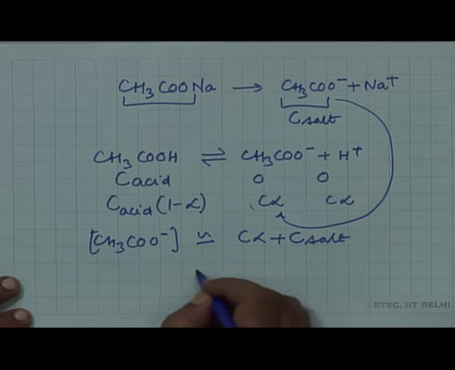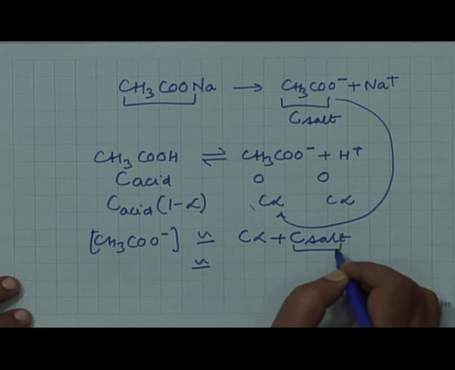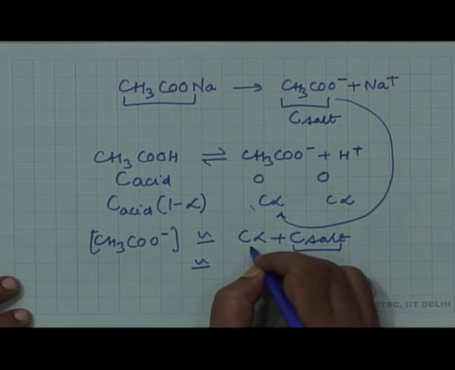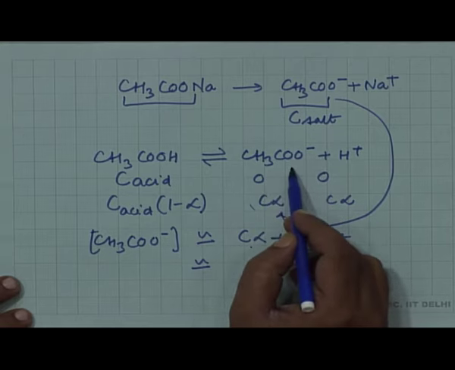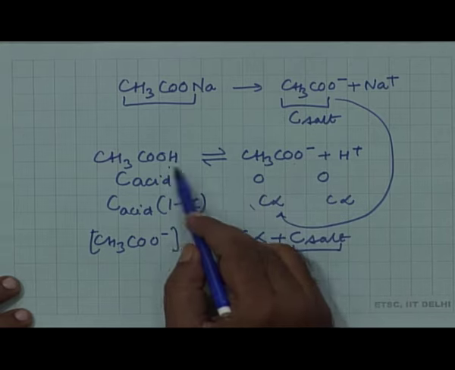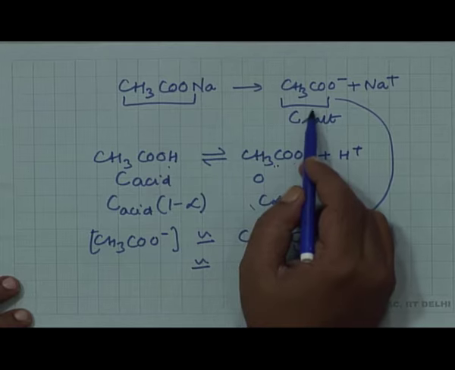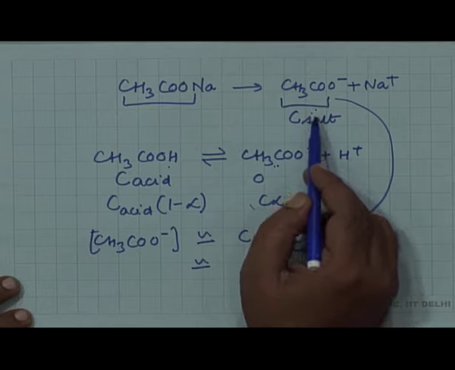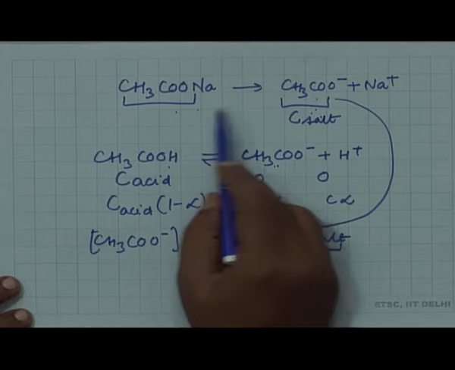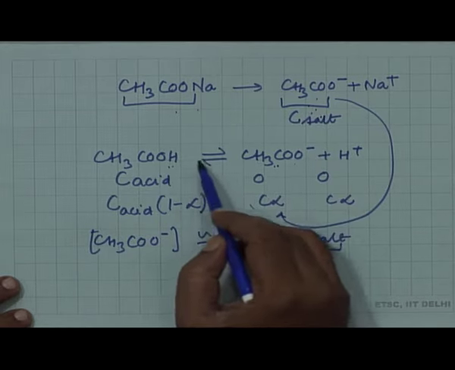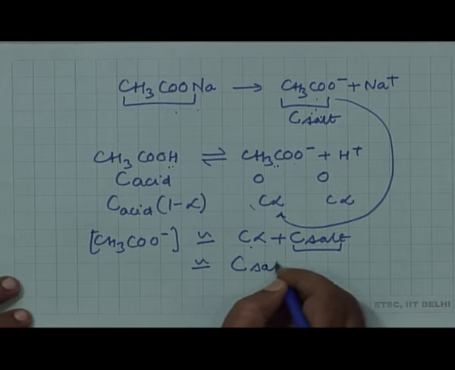But we know that C salt is very high compared to C alpha, since CH3COO minus here is generated from a weak acid. So, the amount of this will always be quite negligible compared to the concentration of CH3COO minus which comes from the salt. Here there is a complete dissociation, here there is a very weak dissociation. So, it is simply equal to C salt.